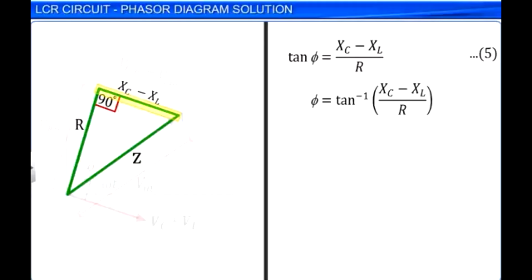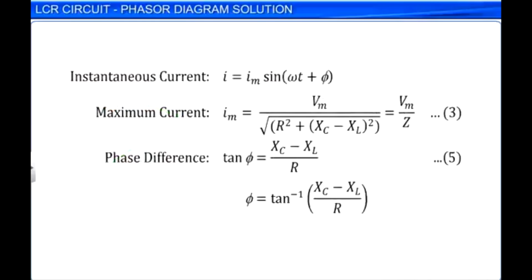Thus, the current flowing through the LCR series AC circuit can be given as I equal to Im sin(omega t plus phi), where Im is given by equation 3 and the phase difference phi can be calculated from equation 5. Hence, we have obtained information on all the entities we desired using the phasor approach to the LCR circuit.